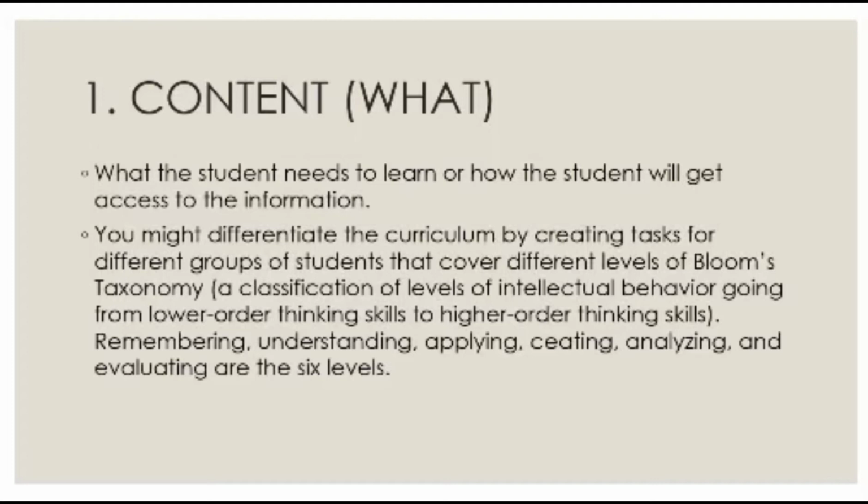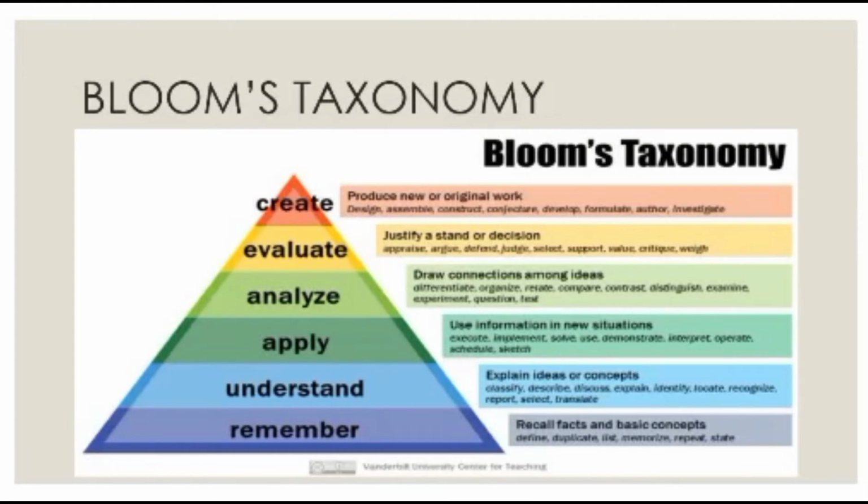Bloom's taxonomy is a classification of levels of intellectual behavior going from lower order thinking skills to higher order thinking skills. Remembering, understanding, applying, analyzing, evaluating, and creating are the 6 levels. So this is the Bloom's taxonomy. Create, produce new or original work. Evaluate, justify a stand or decision. Analyze, draw connections among ideas. Apply, use information in new situations. Understand, explain ideas or concepts. Remember, recall facts and basic concepts.